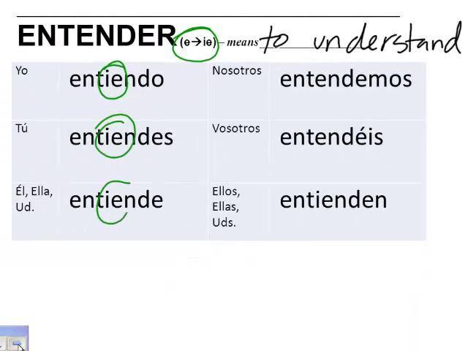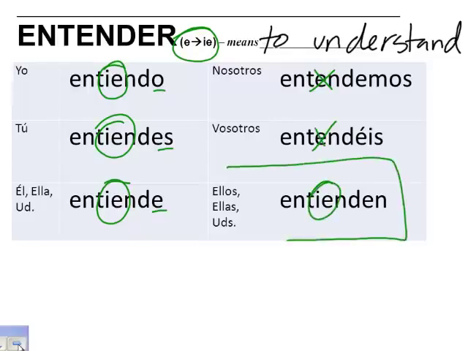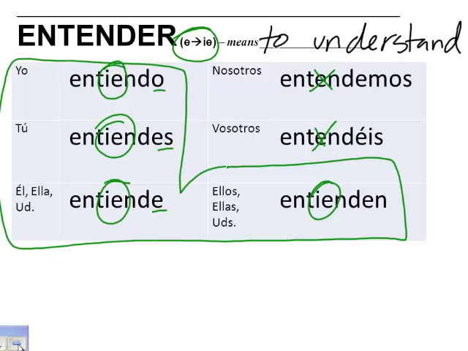So as we go down the list here, yo entiendo, I understand. Tú entiendes, you understand. Él, usted entiende, he, she, usted understands. We still have to have the normal endings, O, E, S. Entiendo, entiendes, entiende. We understand, no stem change. Vosotros entendéis, no stem change. Ellos entienden. Okay? Another boot verb.